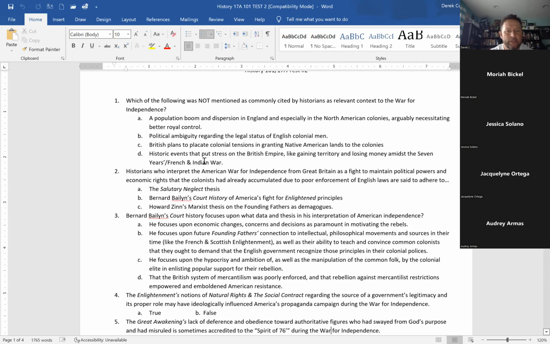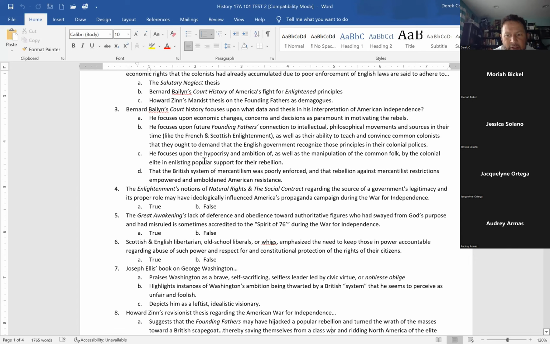Historians who interpret the American War for Independence from Great Britain as a fight to maintain political powers and economic rights that the colonists had already accumulated. Remember, that's a salutary neglect thesis. Bernard Bailyn's thesis is the romantic thesis, their connection to intellectual philosophical movements and sources. B. Number four, the Enlightenment's notions of natural rights and social contract regarding the source of a government's legitimacy, its proper role, may have ideologically influenced America's propaganda campaign during the War for Independence. Absolutely.